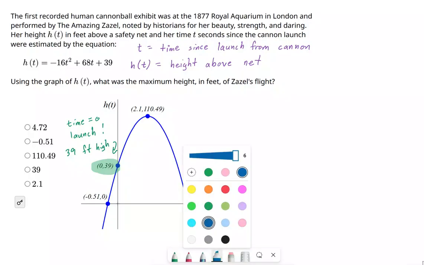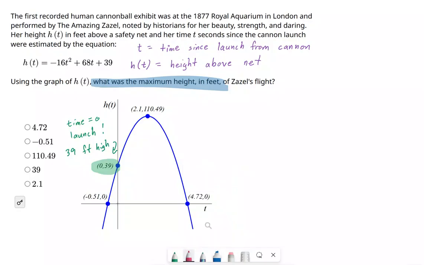This one, if you look up here, is asking for the maximum height in feet. Okay, so remember, if height is the vertical axis, we're asking how high does she go? Well, you can see that one right here. That's her maximum height in feet. So we're going to say max height equals 110.49 feet. They really measured this very carefully. And then we could say it's at time equals 2.1 seconds, right? So a little more than 2 seconds into the cannon flight, she's at the top of the arc and she's about to start coming down.